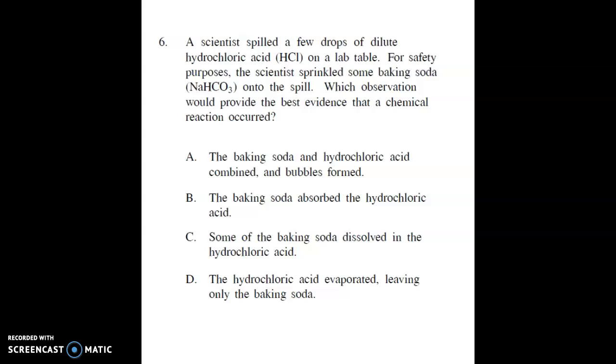A. The baking soda and hydrochloric acid combined and formed bubbles. B. The baking soda absorbed the hydrochloric acid. C. Some of the baking soda dissolved in the hydrochloric acid. Or D. The hydrochloric acid evaporated, leaving only the baking soda.